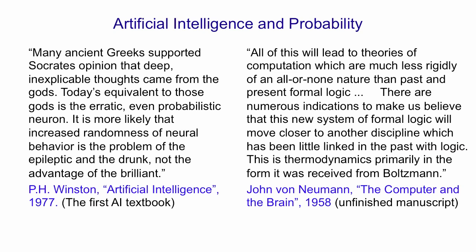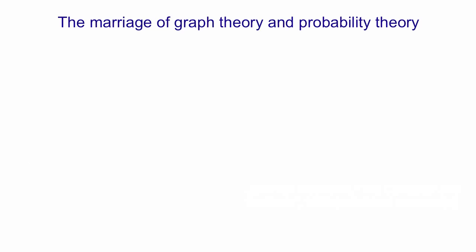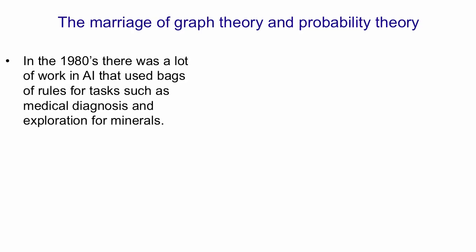I think if von Neumann had lived, the history of artificial intelligence might have been somewhat different. So probabilities eventually found their way into AI via something called graphical models, which are a marriage of graph theory and probability theory. In the 1980s, there was a lot of work on expert systems in AI that used bags of rules for tasks such as medical diagnosis or exploring for minerals.